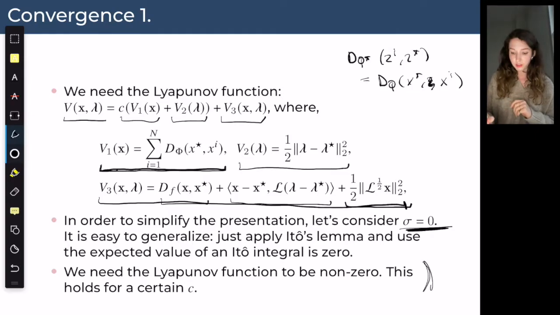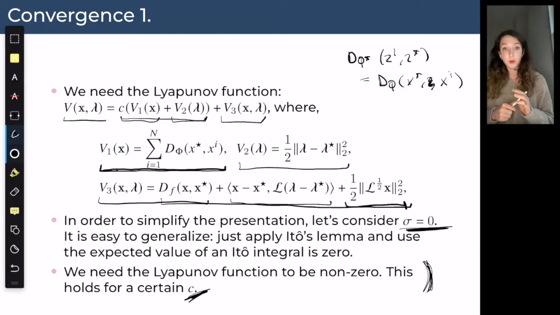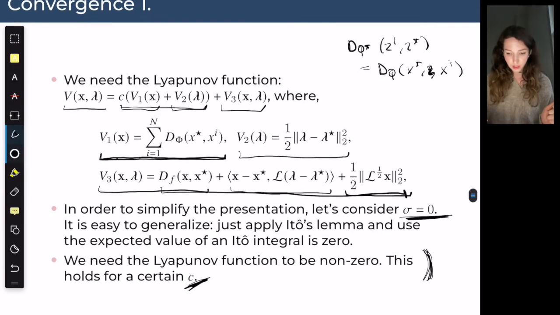Well, the first thing that we need for the Lyapunov function is that it's non-zero. And this holds for a certain value of c. So c is this thing governing, multiplying our v1 and v2. And we can show that the Lyapunov function for a large enough c is non-zero. Okay, so this is the way we define our Lyapunov function. It's the sum of v1, v2, and v3.